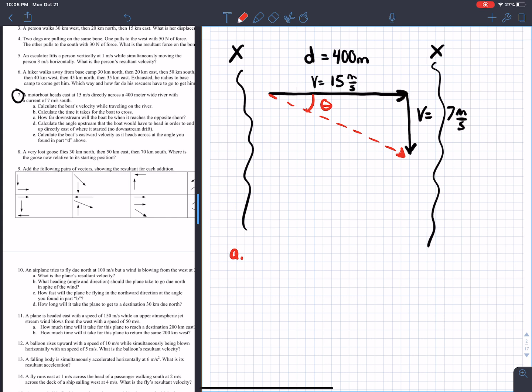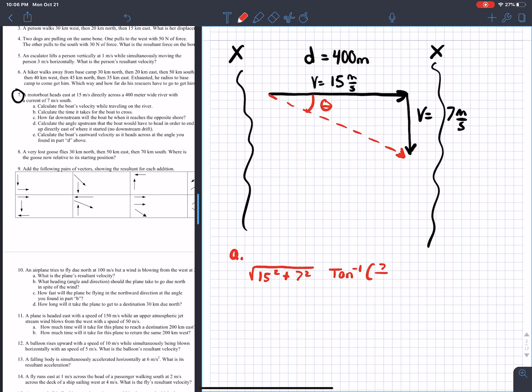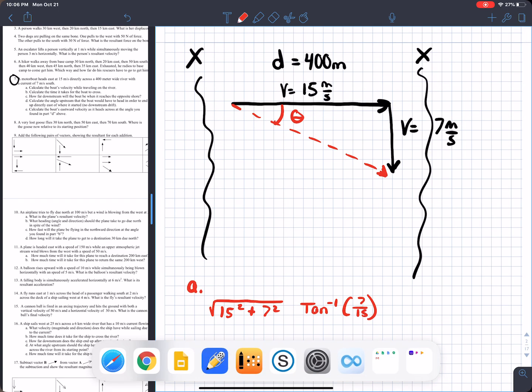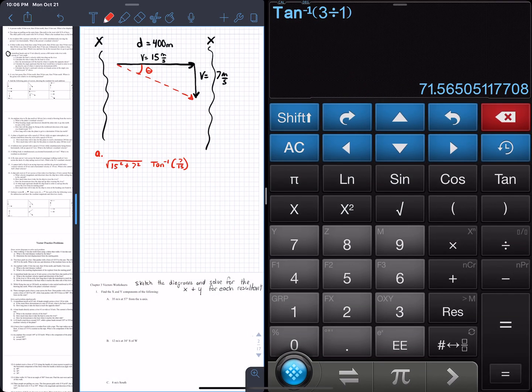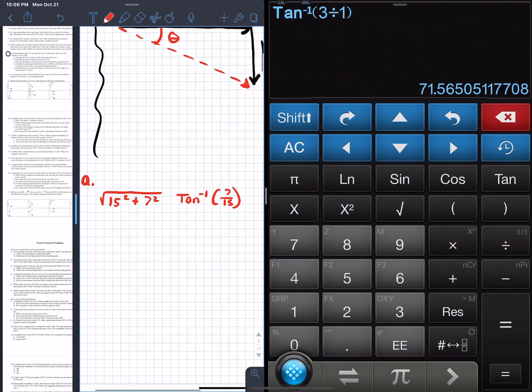So I'm going to use, again, the same old thing. You're going to have the Pythagorean: 15 squared plus 7 squared. And you have tangent inverse of opposite 7 divided by 15. All right, now we have to get these values before we can really go on to any other information and figure out what we've got. So let's do this. Say square root. We have 15 squared plus 7 squared.